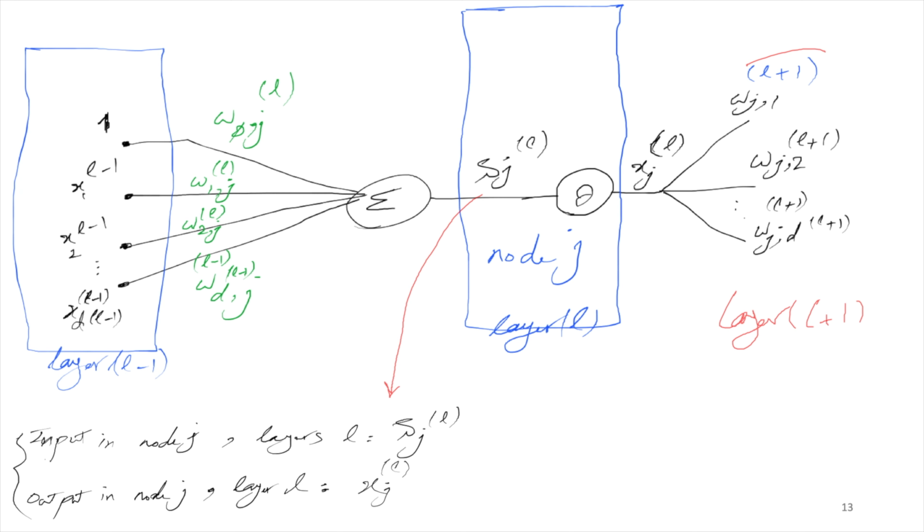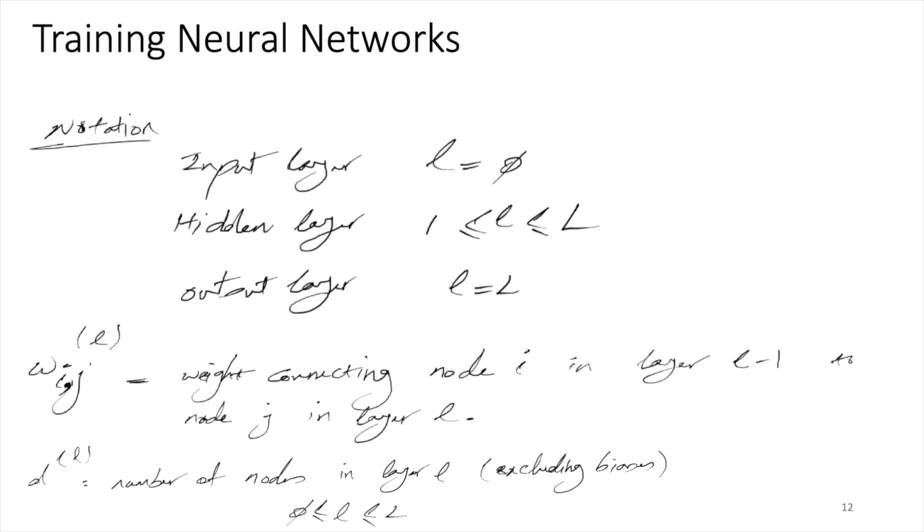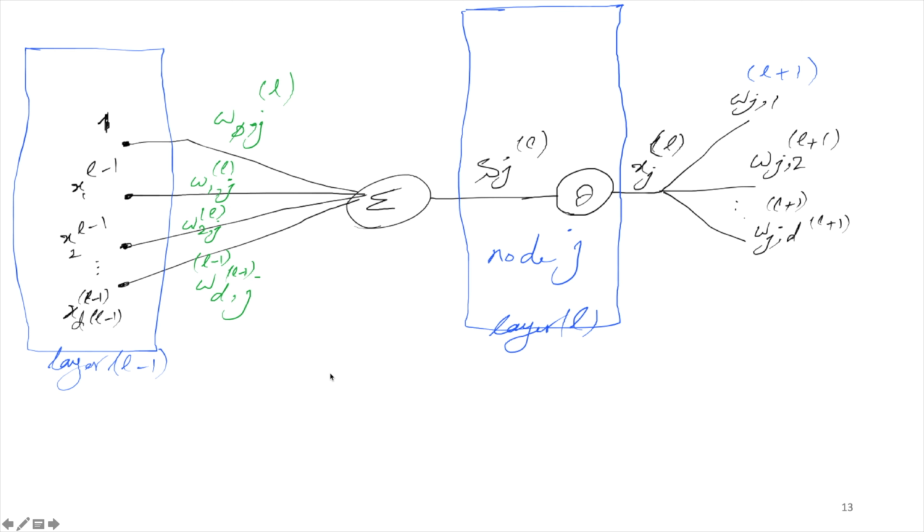Let me see, how did I define it? Oh, actually, since we define it this way, you see here, the Wij of L is the weights connecting node i in layer L minus 1, right? So that's why all of them should be WL, actually. So this is wrong. So all of them are L.